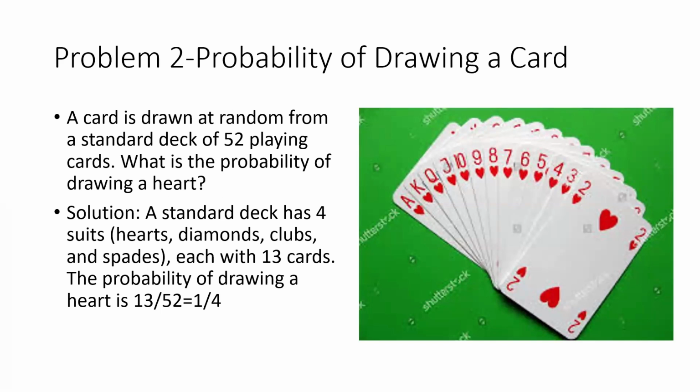Now, in this case, a card is drawn at random from a standard deck of 52. What is the probability of getting a heart? We have 4 suits, that is hearts, diamonds, clubs, and spades, and each of them has 13. So 13 hearts, 13 diamonds, 13 clubs, and 13 spades. Now, we want to get a heart: 13 hearts out of 52. So the probability of a heart is 13 by 52, which is 1 by 4.